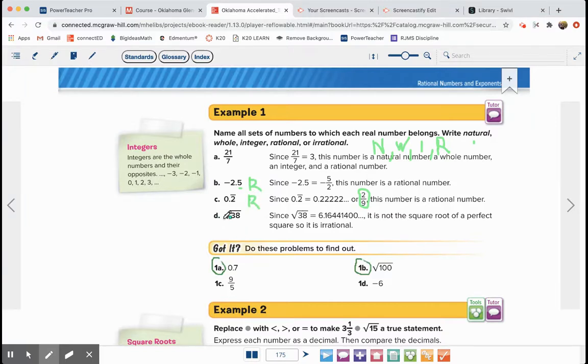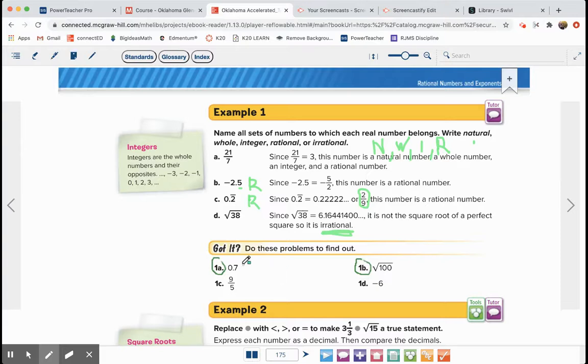Okay, then on D, we have the square root of 38. If you plug that in your calculator, you get like 6.164 and some random stuff. So there's no way to write that as a fraction. It does not have a perfect square root. So that is the only one that's irrational on this list. Like I told you, you're not going to have many that are irrational. Most of them fall on the rational side.